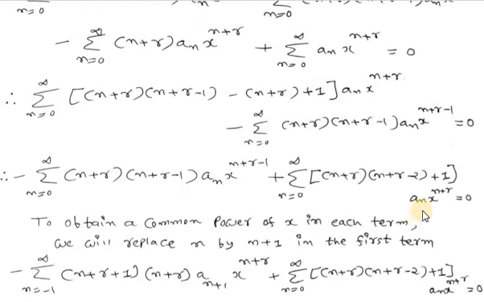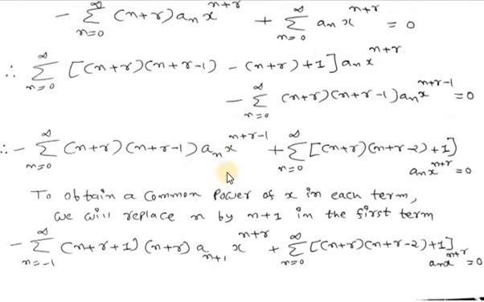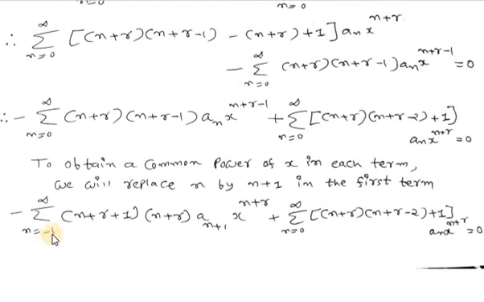Now we have to make the power of x the same. So for that purpose, here we will replace n by n plus 1. So it will become sigma from n equals minus 1 to infinity (n plus r plus 1). If you replace n by n plus 1, plus 1 minus 1 will cancel out. So we have n plus r, and it will become a_(n plus 1). And if you replace n by n plus 1, plus 1 minus 1 will cancel out. So it is x raised to n plus r, plus this term will be as it is, and this is equal to 0.